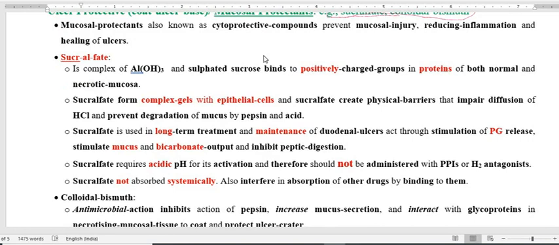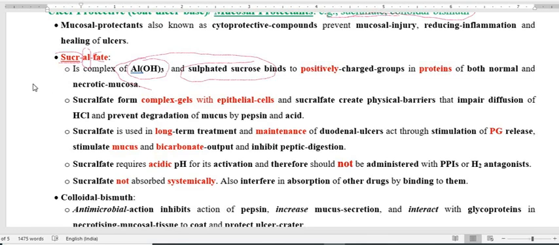We have to go through the drugs. So sucralfate. What is sucralfate? Al indicates aluminum hydroxide. Sucra means sucrose and fate means sulfate. So sucralfate is the complex of aluminum hydroxide and sulfated sucrose. Sucralfate is the mixture of aluminum hydroxide and sulfated sucrose.